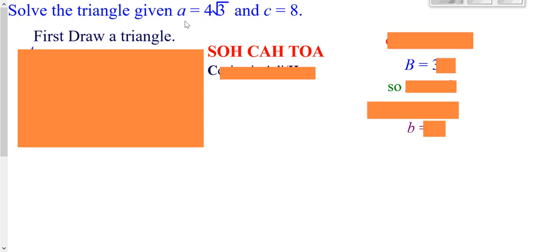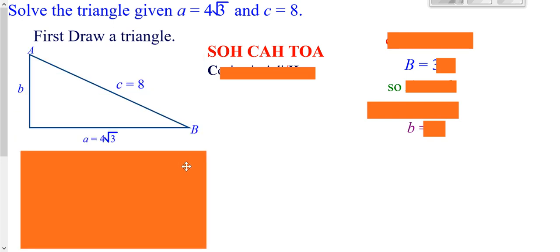So here you're given a side and you're given another side. So what I would do is, first of all, draw myself a right triangle. I know that angle C is my right angle, so side C is my hypotenuse, which is 8, and then A's got to be one of my legs. So I'd have a triangle that looks very similar to this. So we need to go ahead and solve this triangle. So that means we've got to find all of our missing sides and angles.